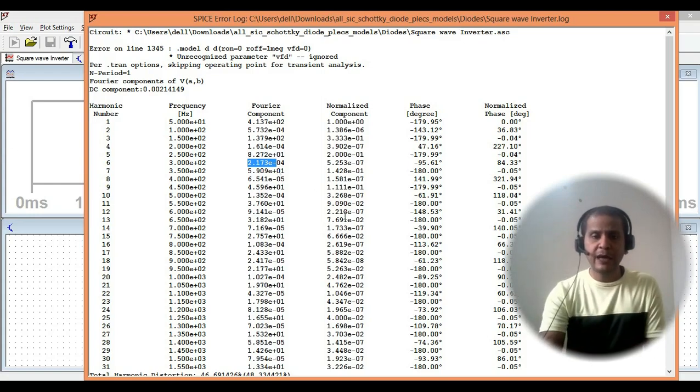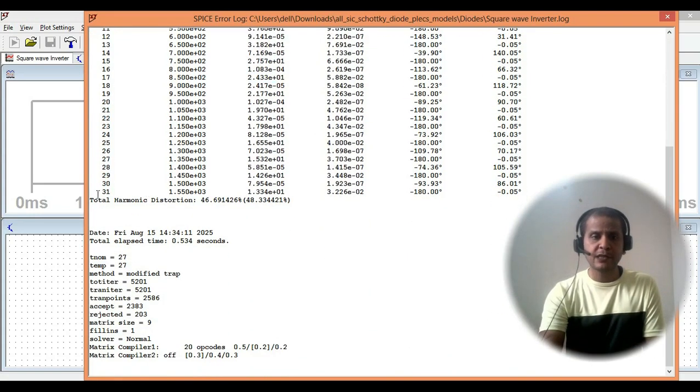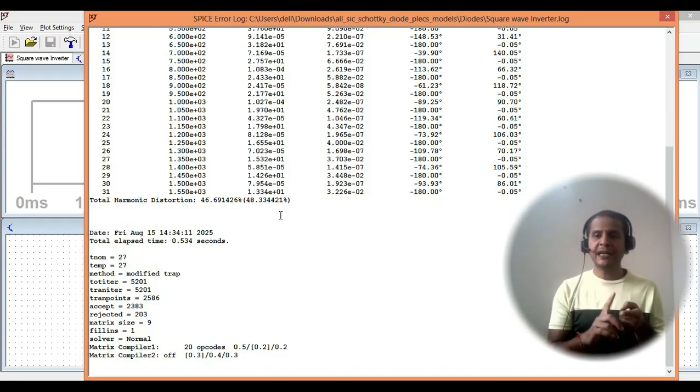Now let us go and look at the total harmonics. Okay, so the THD, total harmonic distortion, for this square wave is 48.3, and that is being generated by the tool itself. So this tool calculated the total harmonic distortion for your square wave components. Okay, what is the total harmonic distortion, and what do you mean by the total harmonic distortion? It is also important to understand.